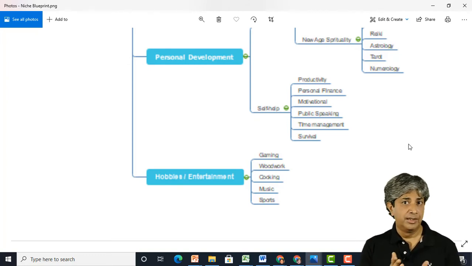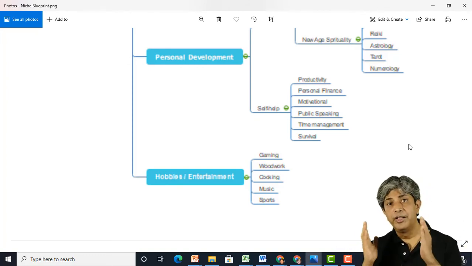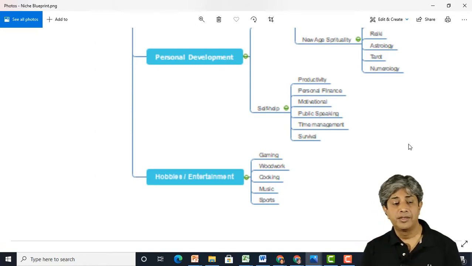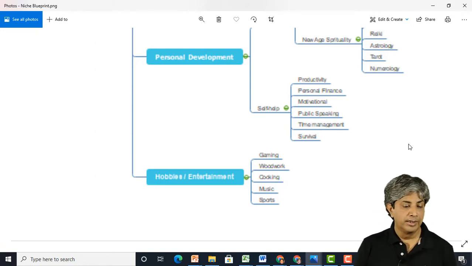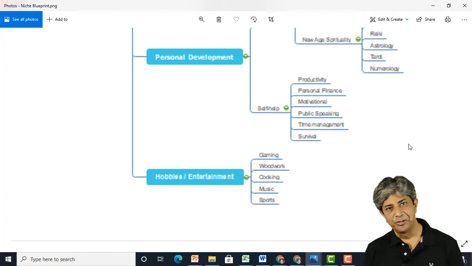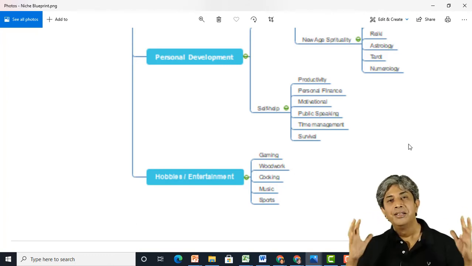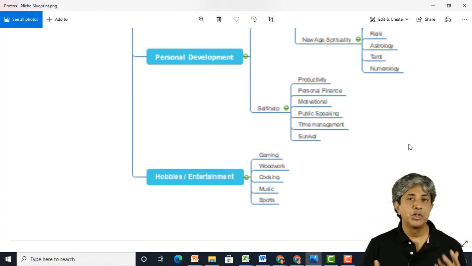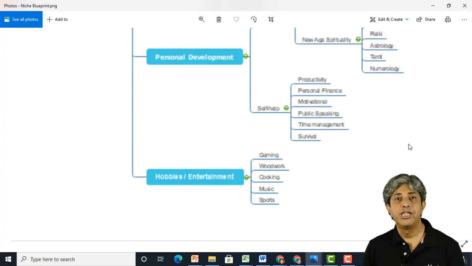And the other area that I would like to add on here is hobbies and entertainment, under which you could have a lot of really large viable segments such as gaming, woodwork, cooking, music, and so on and so forth. So these are lots of different areas. You could just pick one of them depending on which one resonates with you the most.